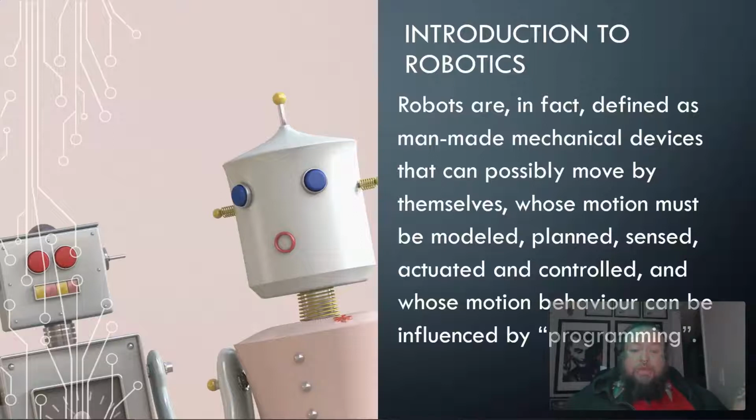So robots are, in fact, defined as man-made mechanisms, devices that can possibly move themselves, whose motion must be modeled, planned, sensed, actuated, controlled, and whose motion behavior can be influenced by programming. So you've got this physics environment of actual equipment, body, and things that come in as chemistry, everything else you've got to take into account. You've got the software, digital side of this.